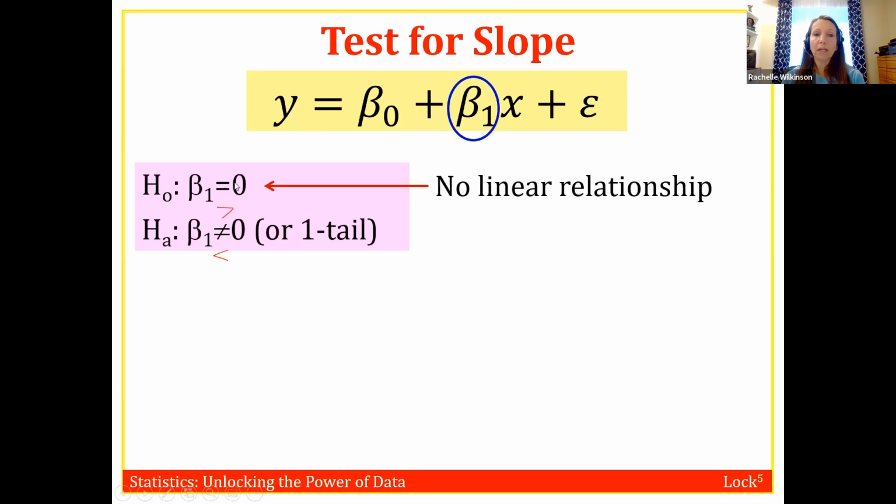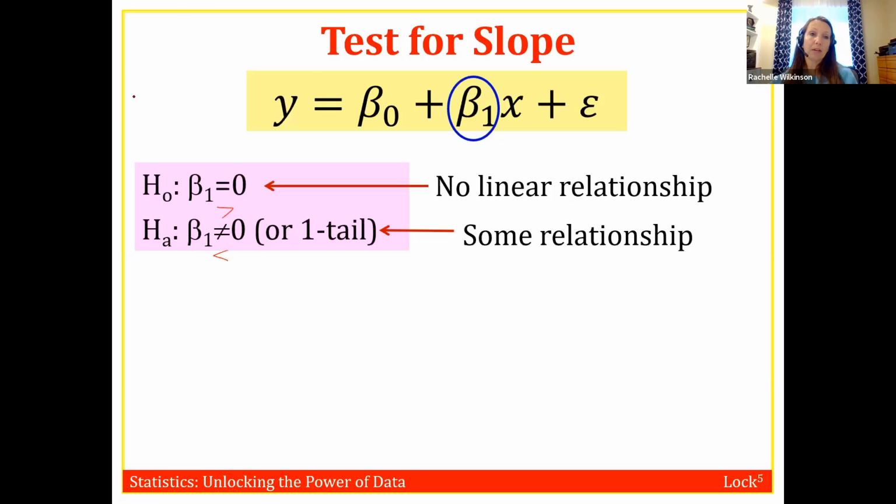So a slope equaling 0 basically means no linear relationship between the two variables. And a slope that's different from 0 would mean that there is some kind of linear relationship between the two variables. So this is how we're going to write our hypotheses.